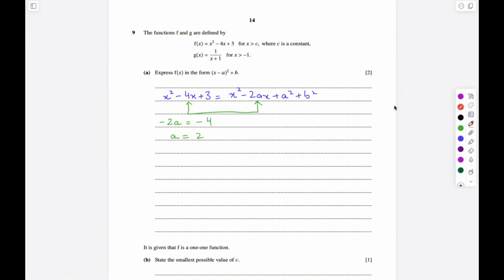To find the value of b, we can compare the constant terms. On the left hand side, it is 3, and on the right hand side, it is a squared plus b. The value of a is 2, so this will become 2 squared plus b equals 3. So a squared plus b is 3, so b will be equal to minus 1. Once we have the values of a and b, we can write this as x minus 2 whole squared minus 1.